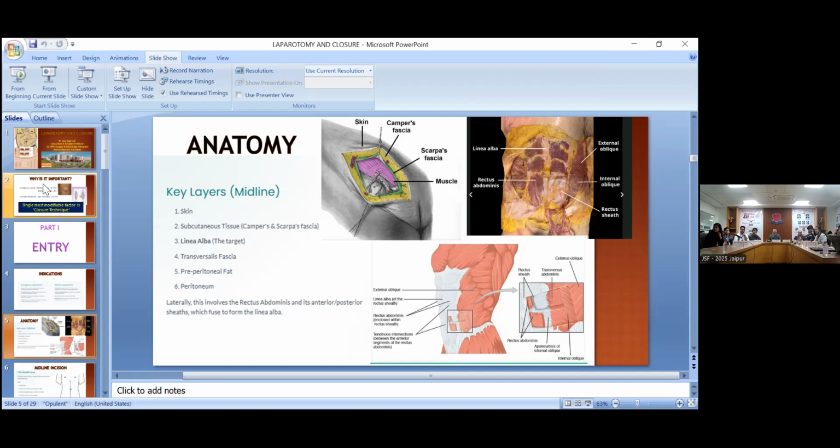Laterally, we have the rectus abdominis muscle that is wrapped with the anterior and posterior sheath. The anterior and posterior sheath fuse in the midline to form the linea alba. And even more laterally lie the three main muscles of the anterior abdominal wall. The innermost muscle is the transversus muscle. Above that is the internal oblique, and the most superficial muscle is the external oblique.